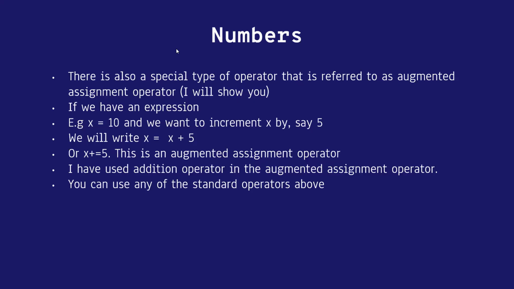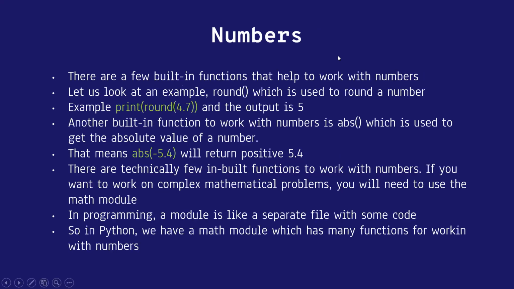Now, there's also a special type of operator referred to as the augmented assignment operator. I'll show you. If we have an expression, for example x equals 10, and we want to increment x by, say, 5, we will write x equals x plus 5, or x plus equals 5. This is an augmented assignment operator. I've used the addition operator in it, but you can use any of the standard operators that we have above. So instead of saying x equals x plus 5, you can just say x plus equals 5. It means the same thing.